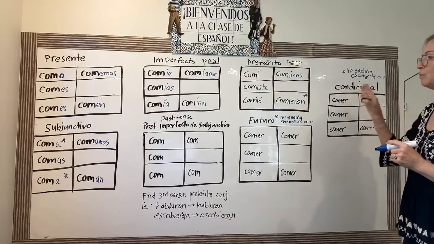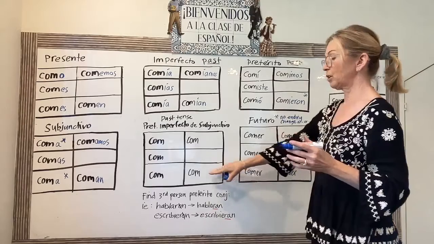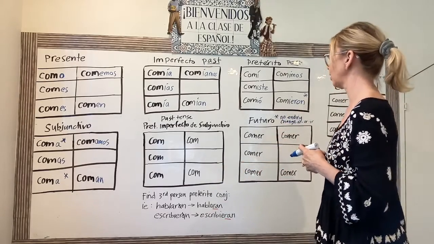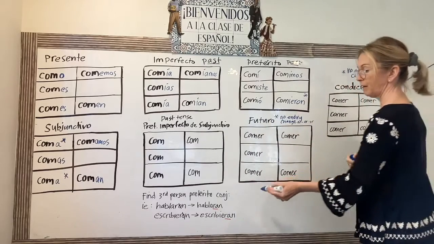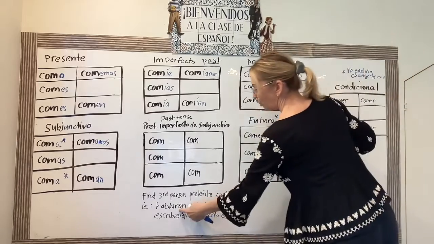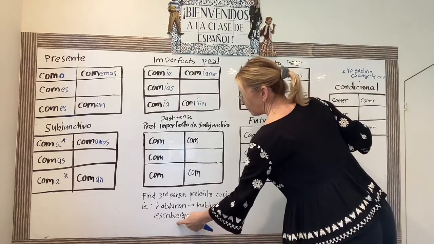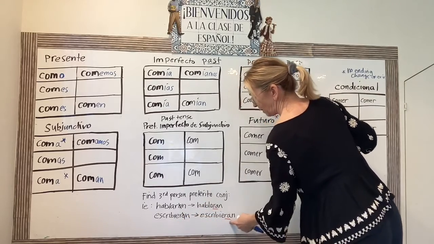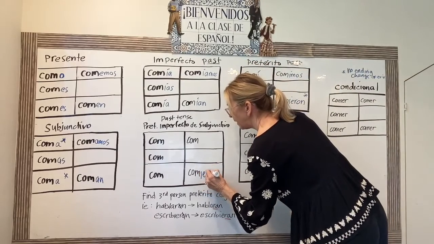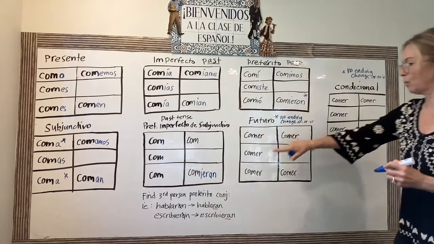All right, let's move on to the imperfect subjunctive. So I like to start here just because it gets my brain on the right track with if it's an ER or IR verb. Remember what we said, find the third person preterite conjugation, which is right here, and switch the O to an A, right? This one is the IR verb. IR and ER verbs are done the same way. Switch the O to an A. So let's do that. We're going to go down here. Comieran, right? Comieron, comieran.